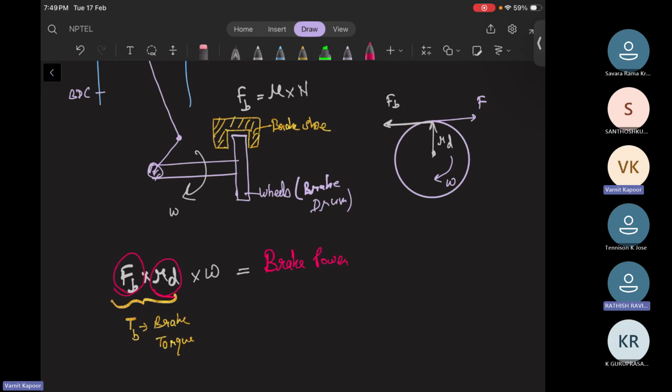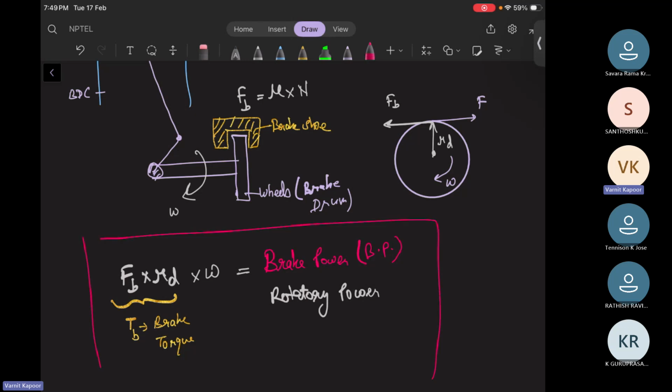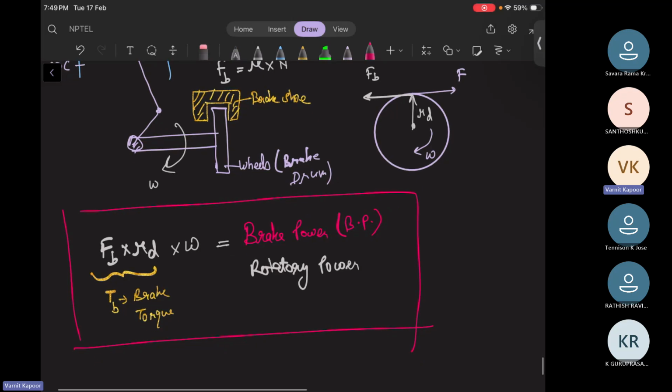This FB you get from those counterbalance weights. This you know from the geometry. You get the braking torque. Omega you get from the tachometer. So this is finally your brake power or rotatory power as well, BP. And this is basically your power output, or power delivered by the engine. This whole brake power is nothing but your power output.